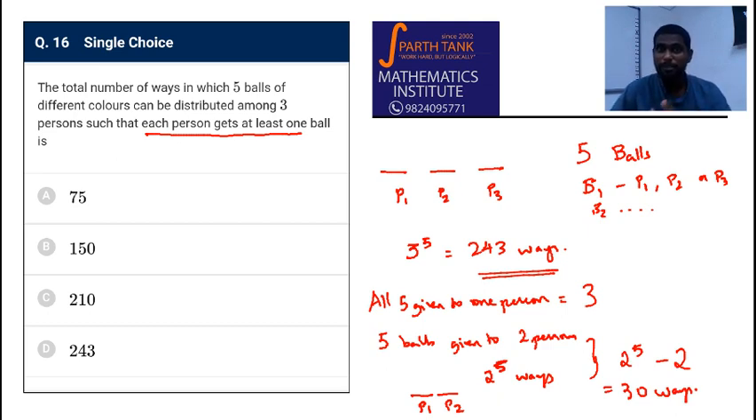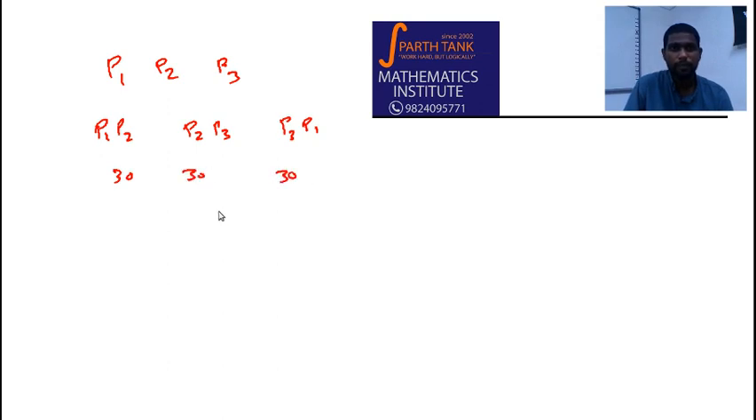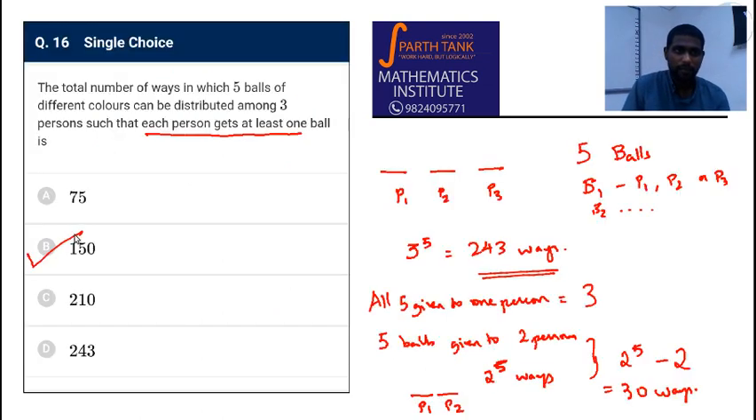But these 2 people can be chosen in 3 different ways, right? Because there are 3 people, P1, P2 and P3, and you can choose P1, P2 or P2, P3 or P3, P1, and you can give the 5 balls to them alone. That is 30, 30, 30 ways here. So totally there are 90 ways. Therefore, of those 243, 90 ways have to be removed for the situations in which only 2 people have the balls, and 3 has to be removed for the situations in which only 1 person will have the ball, and this would give 150. Okay, so the answer is 150, option B.